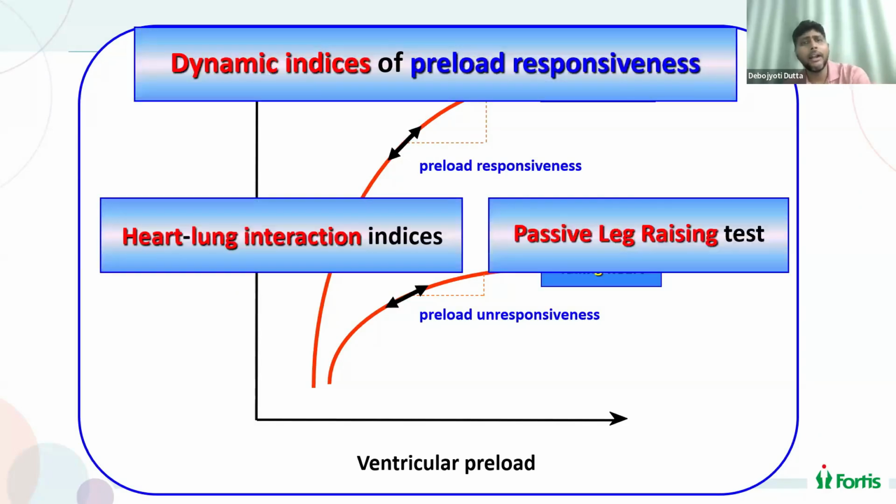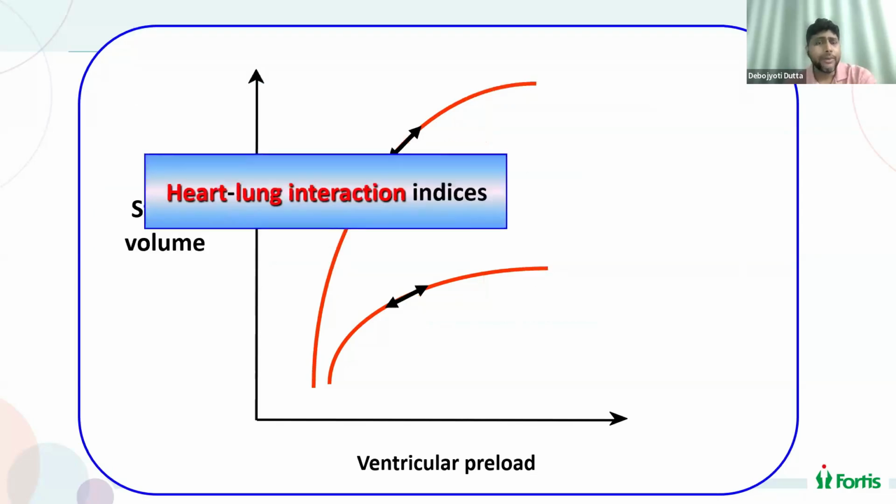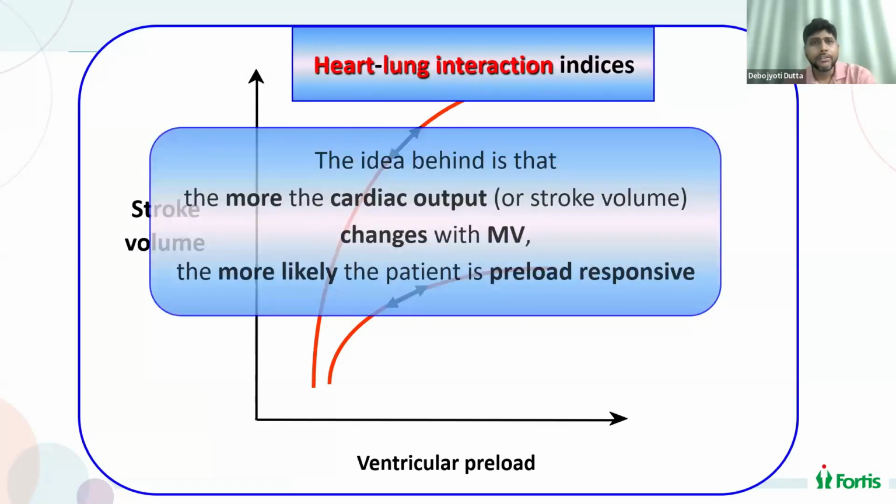Dynamic indices are of two kinds: heart-lung interaction indices, and the passive leg raising test or the fluid challenge test. So what is heart-lung interaction? The idea behind it is that the more the cardiac output varies with mechanical ventilation, the more likely the patient is preload responsive.